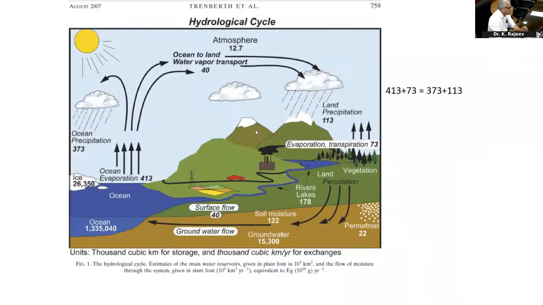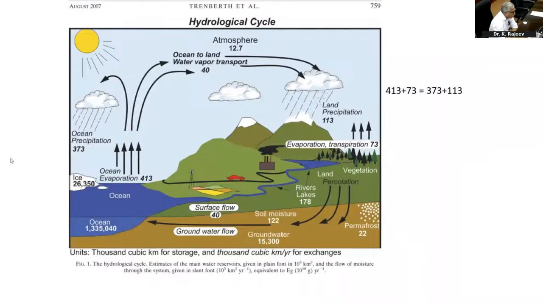But one thing which I want to stress is the quantity given here is in 1000 cubic kilometers for storage and 1000 cubic kilometers per year for exchange. So these arrows indicate exchange. Ocean evaporation accounts for 413,000 cubic kilometers in a year of water getting exchanged. And land precipitation, that is rainfall over the land, accounts for 113,000 cubic kilometers. And ocean precipitation is much larger because most of the rain occurs over the ocean.